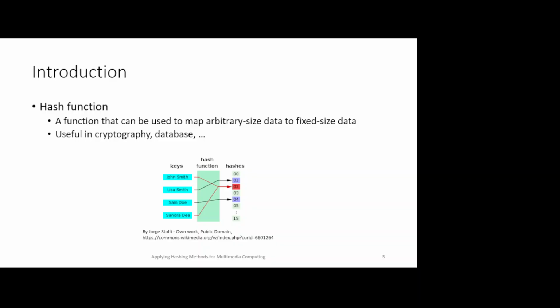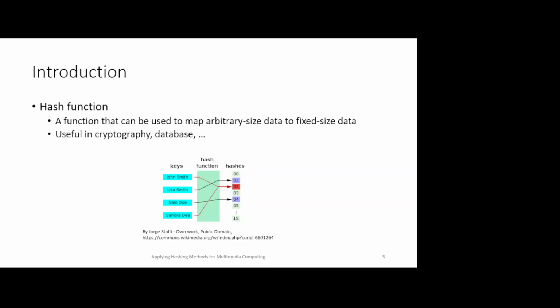So here we prepare a hash function. The hash function now looks like a black box. Given any key, like several words, it can be of arbitrary size. For example, John Smith. Take it as input, run it through the hash function, and it will generate a hash value. In this case, it's 02.